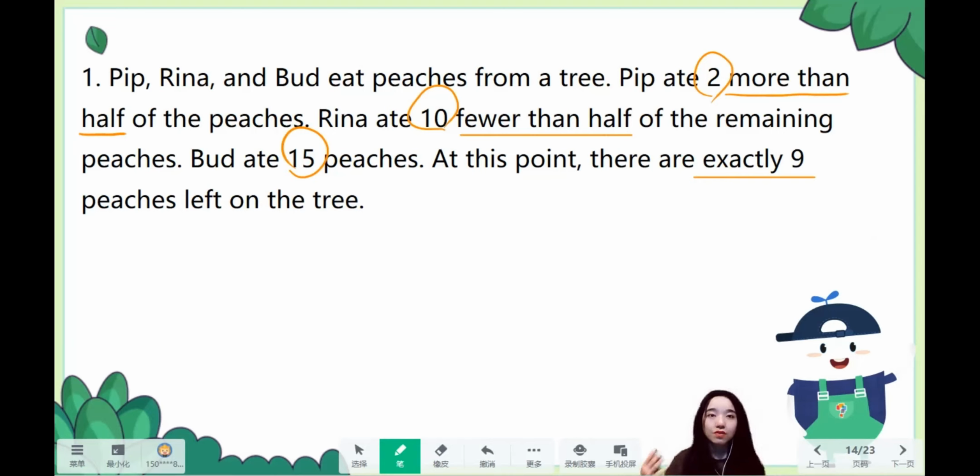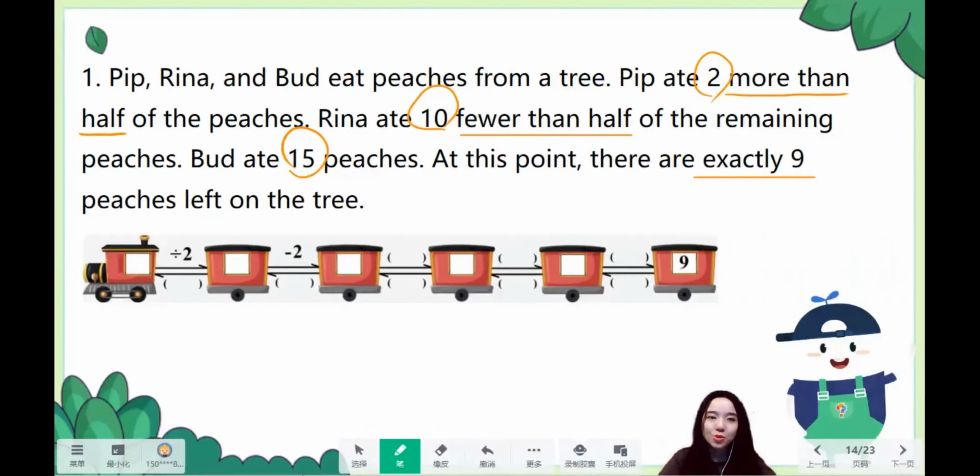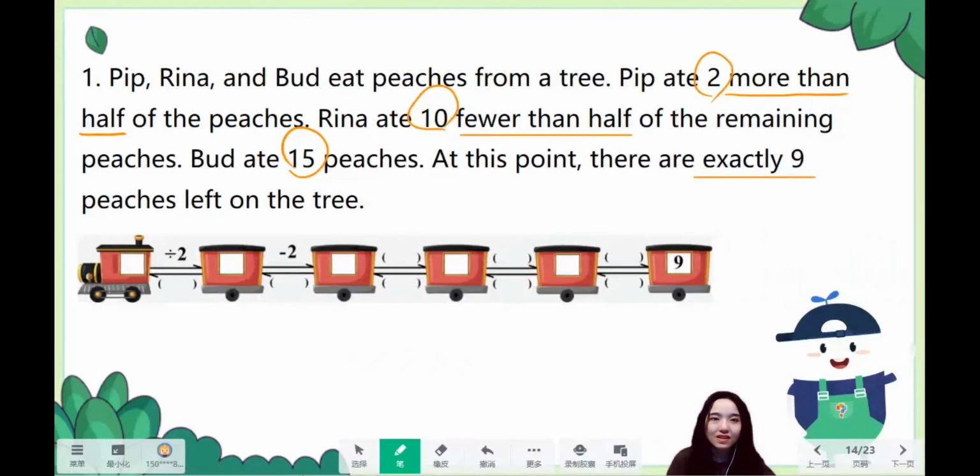To solve this one, we need to use a train diagram to help us figure out the process of the whole step. As you can see, there are too many steps, and we just know the result. First, we can use every box of this string to represent how many peaches are left after we take something away. Then, we just need to work backwards to solve them step by step.